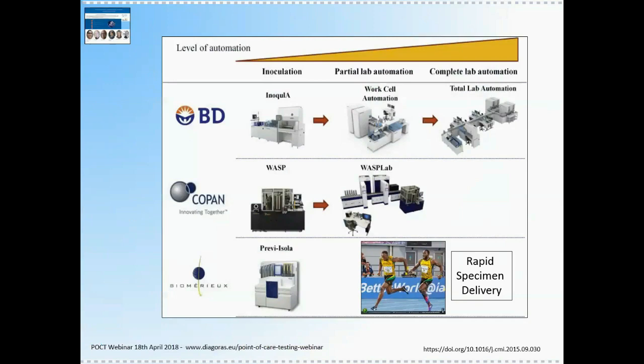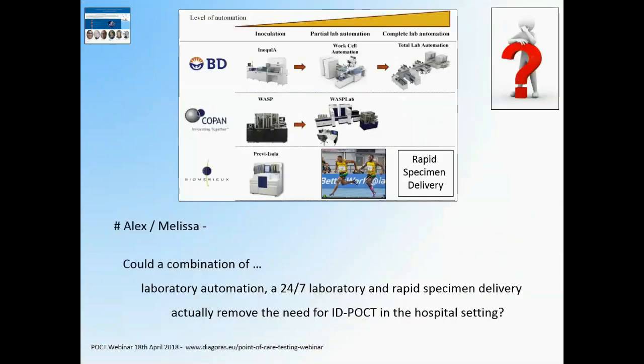Having described both macro and micro level considerations, I want to now ask what may appear to be a strange question. There have been many advances in laboratory automation fueled by the general requirement for a 24/7 diagnostic lab. There's a laboratory that is able to perform diagnostic testing within the hospital setting 24 hours a day, 7 days a week. So my question to the panel is, do they think that a combination of laboratory automation, a 24/7 laboratory and rapid specimen delivery actually removes the need for ID-POCT in the hospital setting?